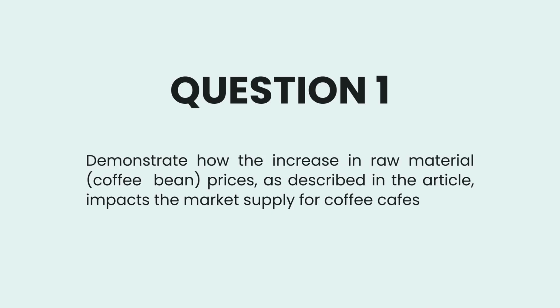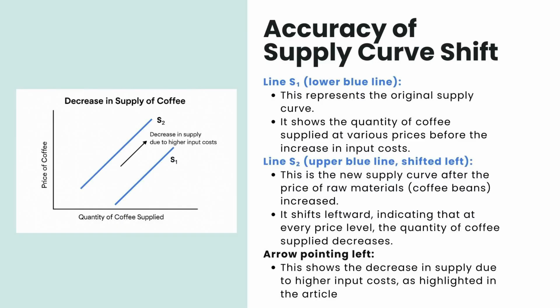pressure. So, question 1. Demonstrate how the increase in raw material price as described in the article impact the market supply for the coffee cafe. For question 1, we are asked to demonstrate how the increase in raw material price, specifically coffee beans, impact the market supply for coffee cafe. According to the article, coffee bean price have increased significantly, which directly raised the cost of production for cafe. A crisis of supply curve shift.